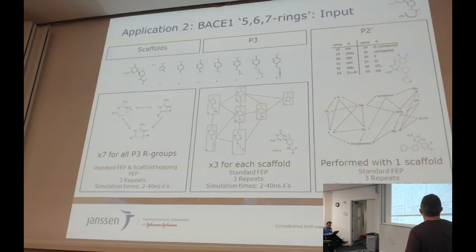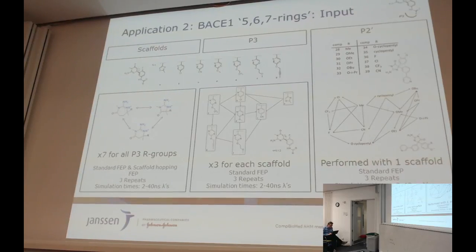And then we're going to look into the P2 prime pocket. We're only using one scaffold here. It's the five-membered ring. And we're looking at just different substituents that go into the P2 prime pocket. And there's really, really small change here. Look at this. There's methyl, methoxy, ethoxy, fluoro, chloro. So this is really small.